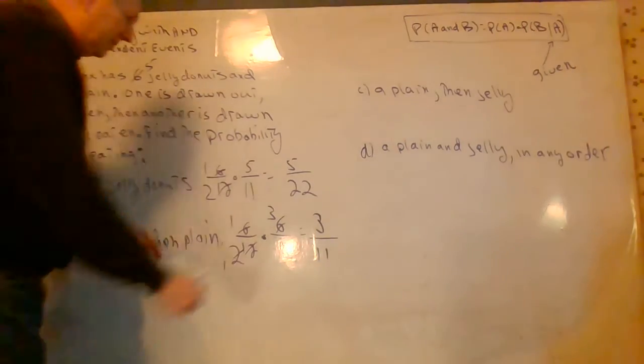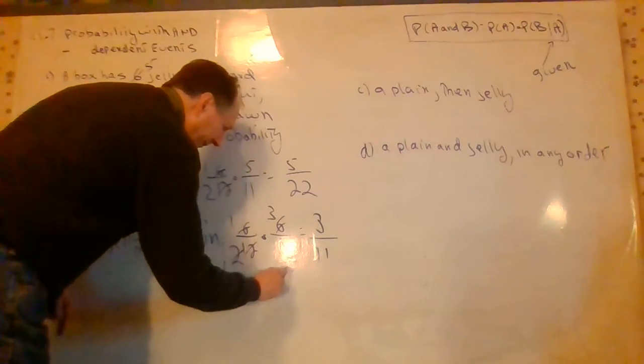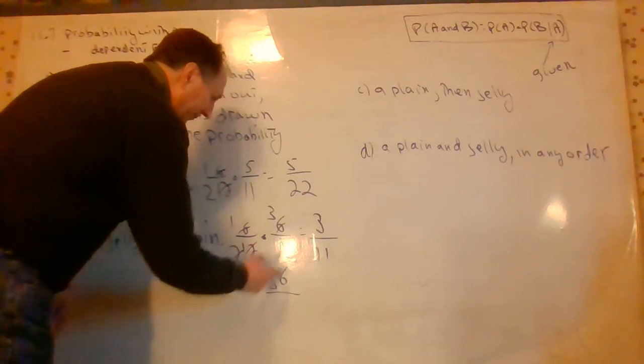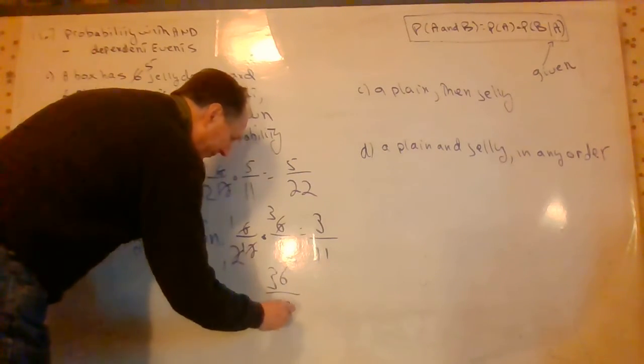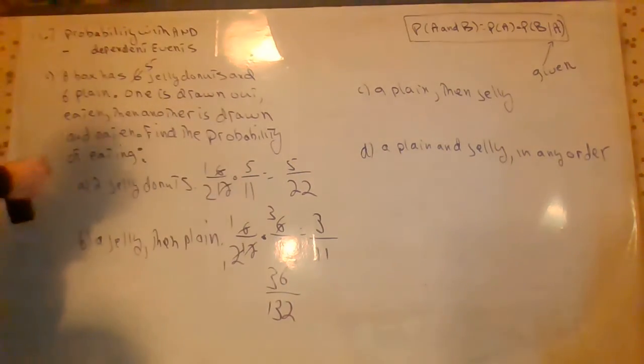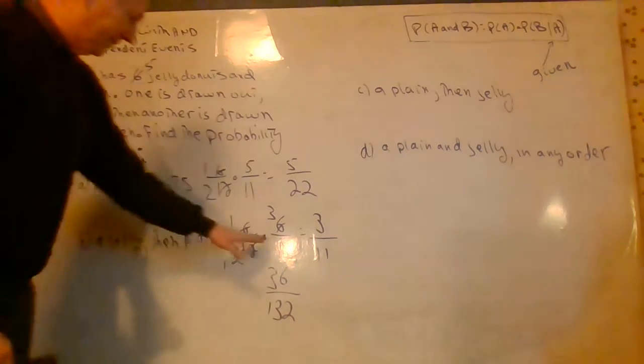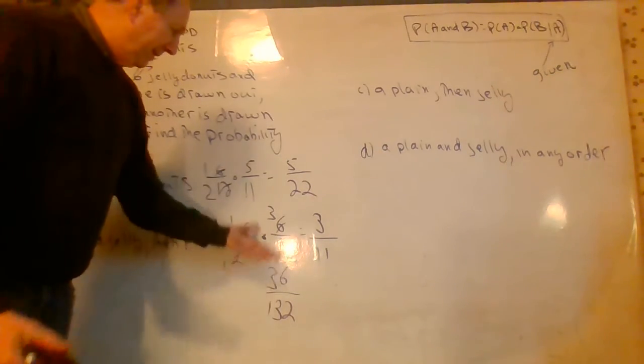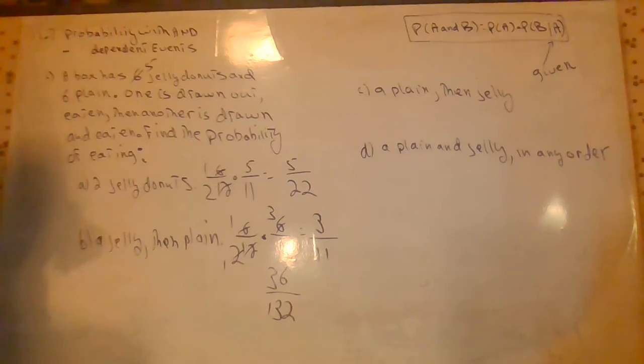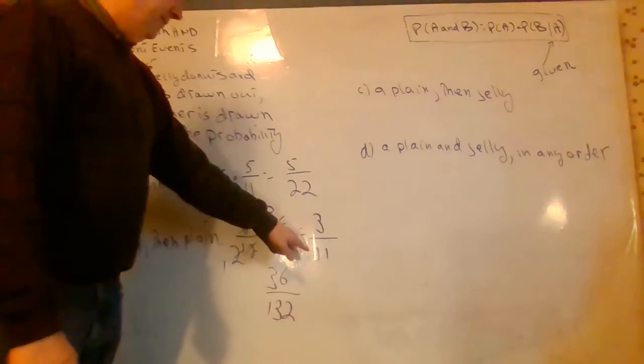Incidentally, you can always multiply this. 6 times 6 is 36. 12 times 11 is 132, and then you can reduce that. If you have a calculator that reduces fractions, that would do it just fine. But we get 3 out of 11.